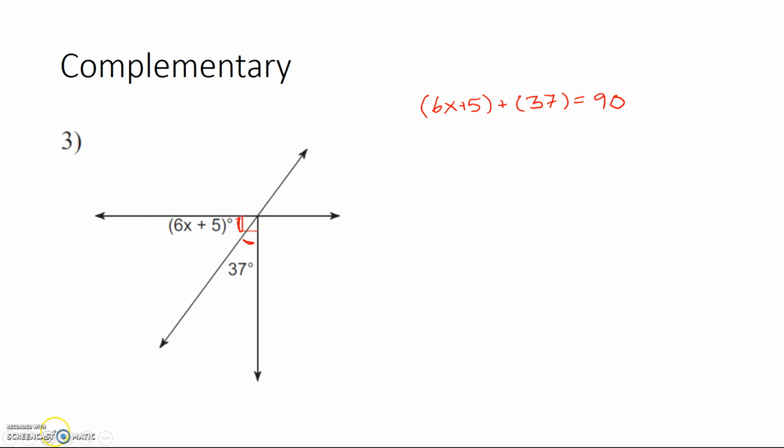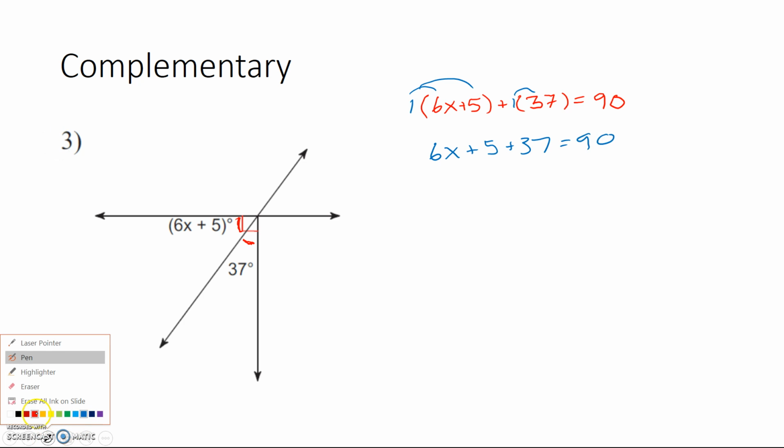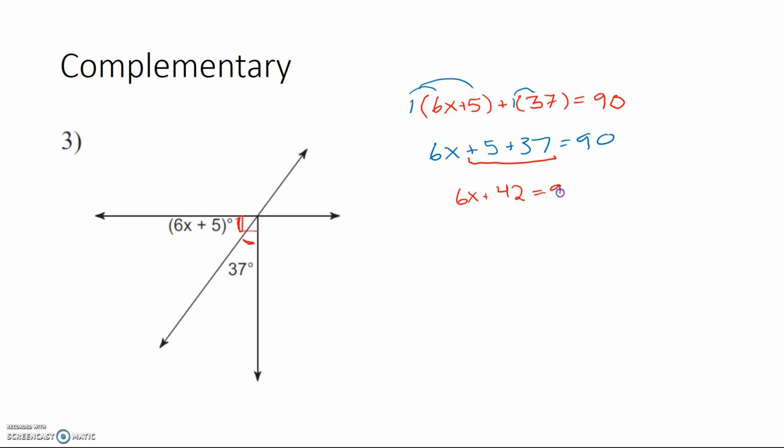Of course, we want to solve this. I distributed the 1, which doesn't really change anything. All I'm doing is dropping the parentheses. I have 6x plus 5 plus 37 is equal to 90. This becomes an algebra problem, so I can combine my like terms. What is 5 plus 37? That gives me 42.